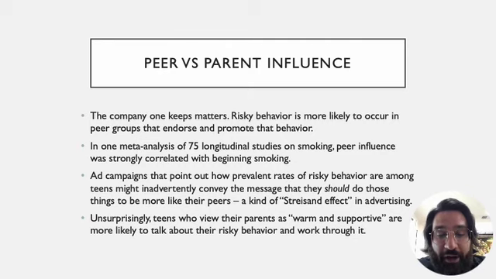Unsurprisingly, teens who view their parents as warm and supportive are more likely to talk about their risky behavior and work through it. So again, this is the importance of authoritative parenting, warm parenting. With authoritative parents, kids are going to trust their parents more and be more likely to turn to them for support.